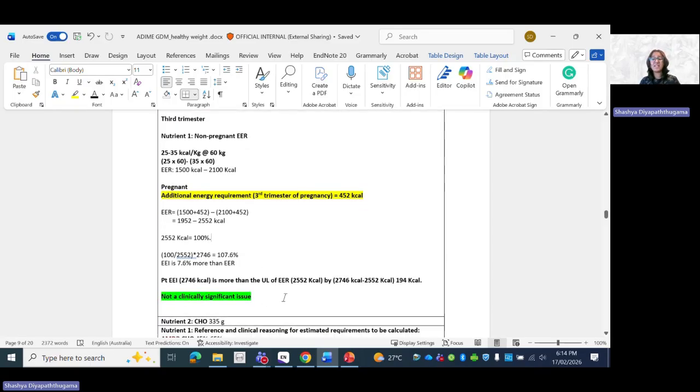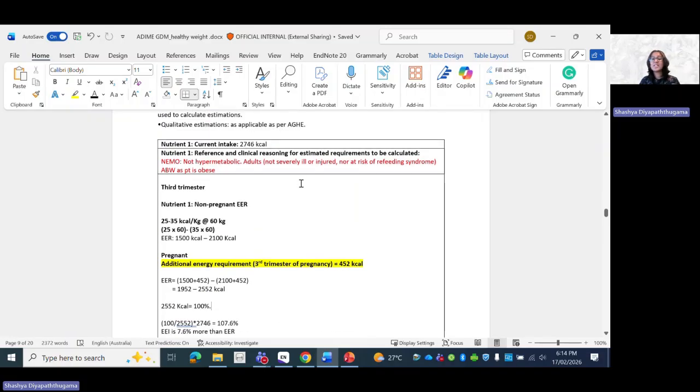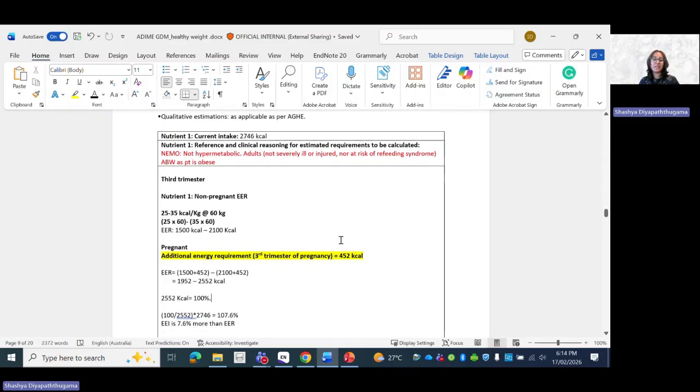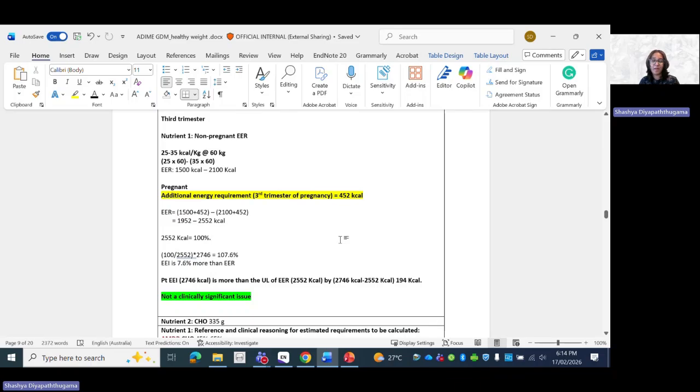But that is a little amount. So when it comes to kilocalories, that is about 194 kilocalories. That's a little amount. So that's not a clinically significant issue. Her energy intake in terms of kilocalories or kilojoules, that's not a significant clinical issue to be worried about.